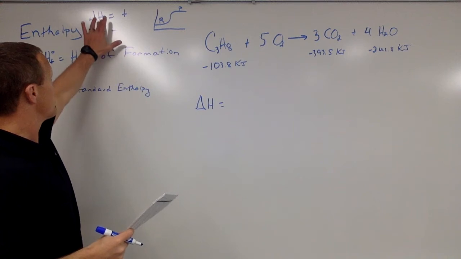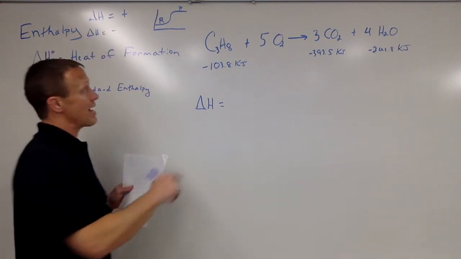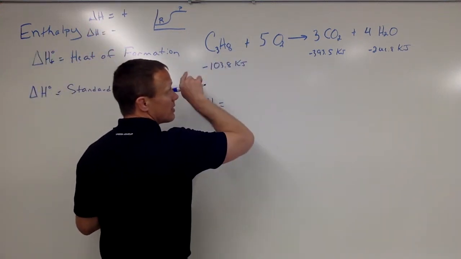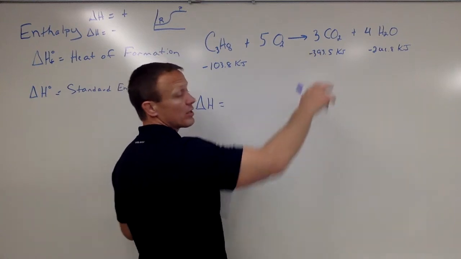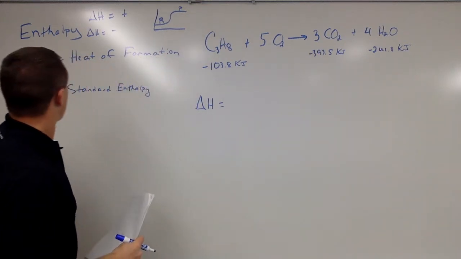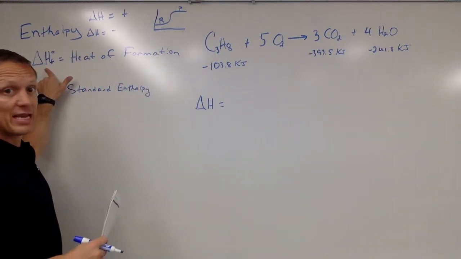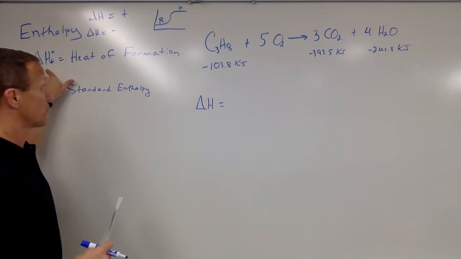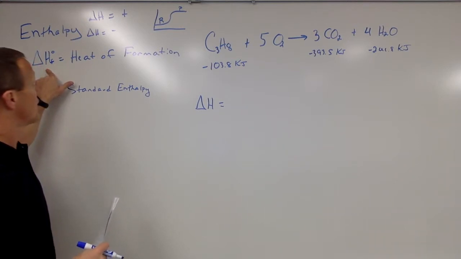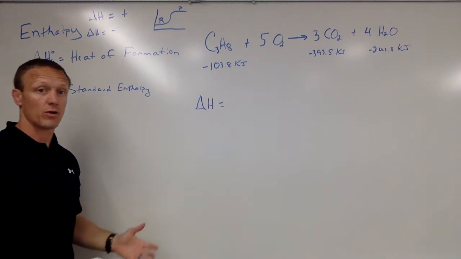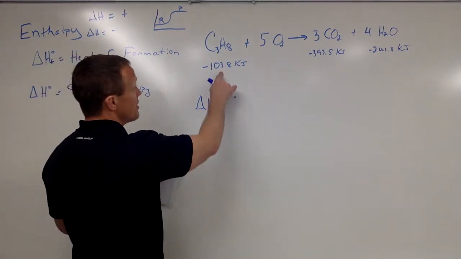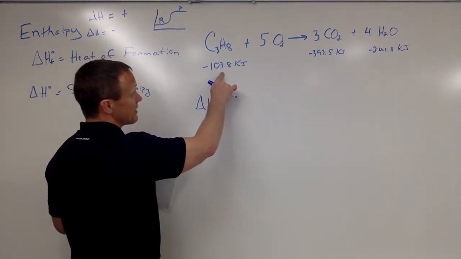So endo, exo, remember, if we're adding heat for a reaction to happen, that's endo. If heat is coming out, that is exo. Delta Hf, the heat of formation of a compound, would be that table we've looked at before. So, for example, the heat of formation of C3H8 is that.